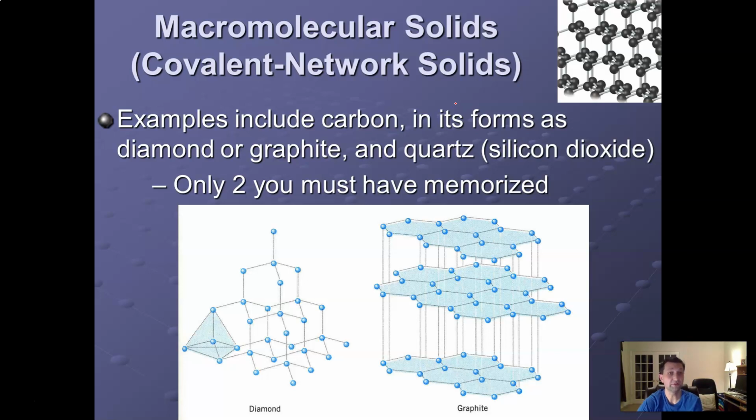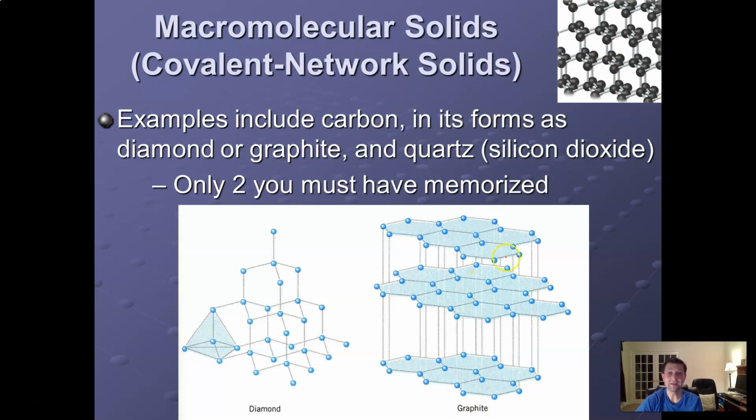So the two you have to know: diamond or graphite, which is just carbon, okay? And quartz, which is SiO2, silicon dioxide. So you need to know what those two are. If I mention diamond, graphite, or quartz, or silicon dioxide, if I give you the actual formula, you know that those are covalent network solids.